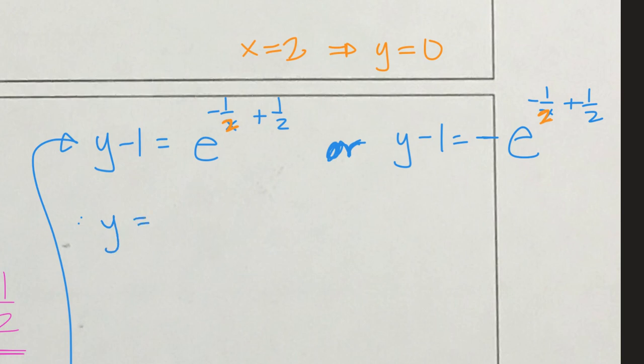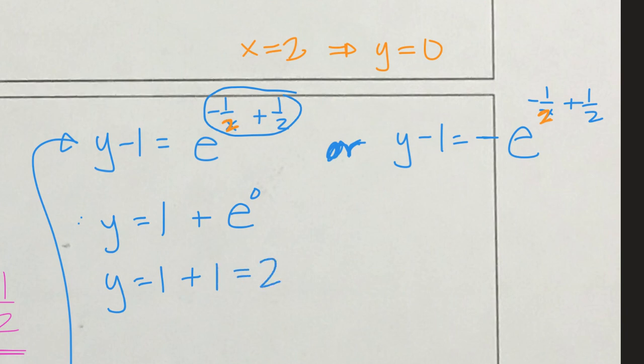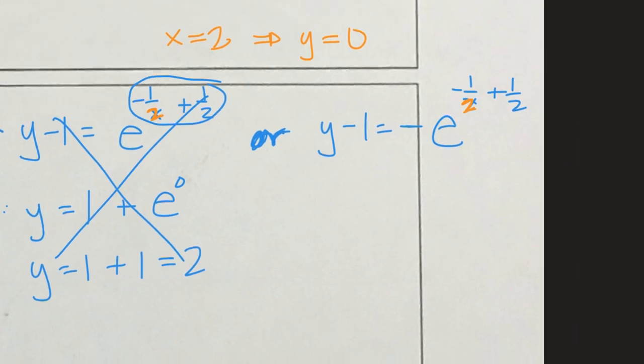Okay, so y equals 1 plus e to the negative 1/2 plus 1/2 is 0. e to the 0 is 1. 1 plus 1 is 2. So in this case, if x is 2, y is 2, so this one's probably not going to be our answer because it doesn't give us the y value that we need.